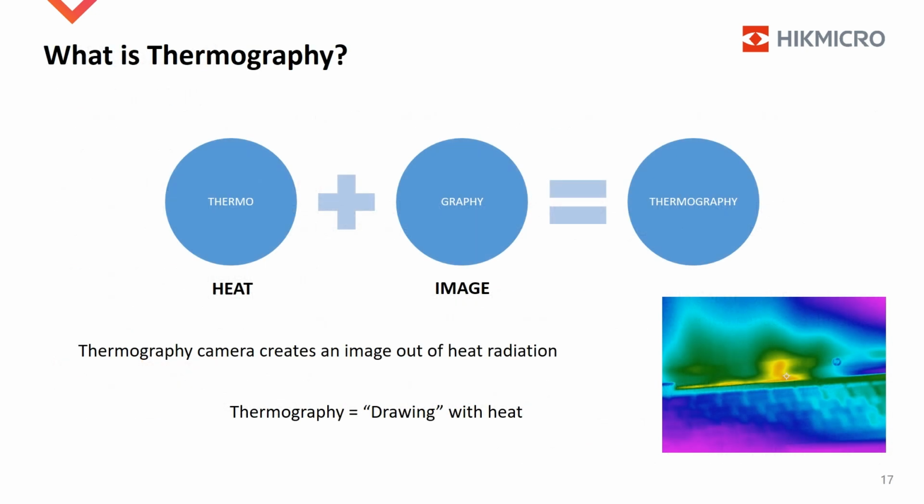What is thermography? The term consists of thermo and graphy. Thermo generally means heat and graphy means image. A thermography camera creates an image out of heat radiation. In other words, the camera can draw with heat.